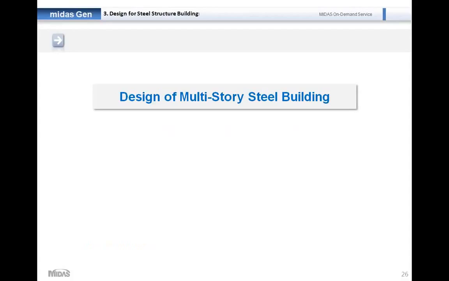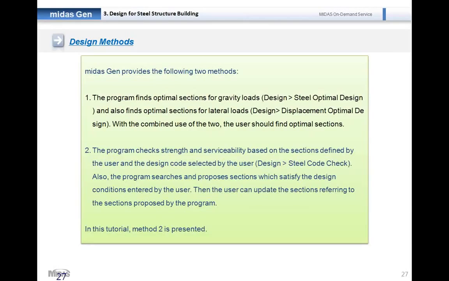Okay, next I will introduce the steel structure design method in Midas Gen. Actually, Midas Gen has two different methods for steel design. The first one is where the program checks the strength and serviceability based on the sections defined by the user and the design code selected by the user, which is the steel code checking function. Also, the program searches and proposes sections which satisfy the design conditions entered by the user. Then the users can update the section referring to the sections proposed by the program.